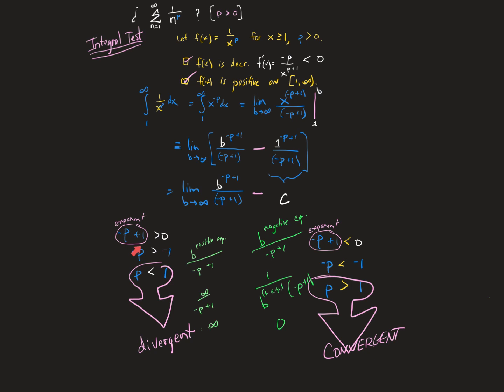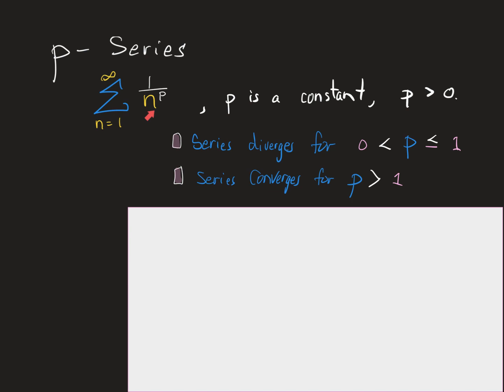So for p series, when the p-value is less than 1, the series diverges. And when the p-value is bigger than 1, it converges. And when the p-value is equal to 1, we know that's a harmonic series, it diverges. So in summary, this is the definition of a p series. P is a constant bigger than 0. And it diverges when p is bigger than 0 and less than or equal to 1. It converges for any p-value greater than 1.